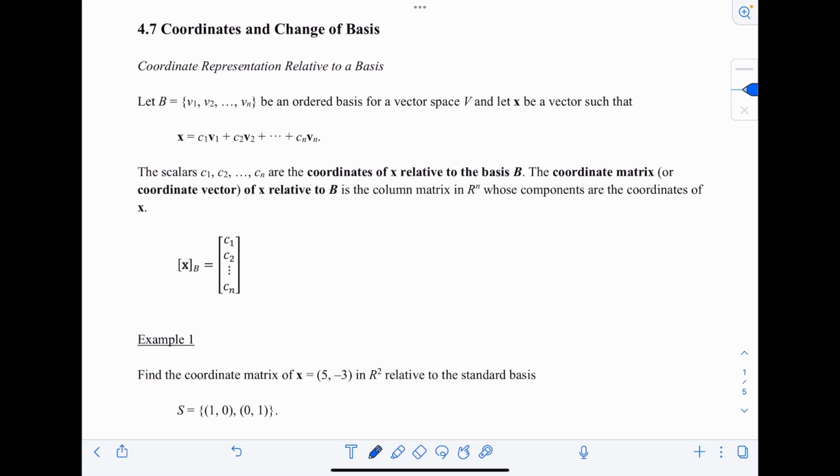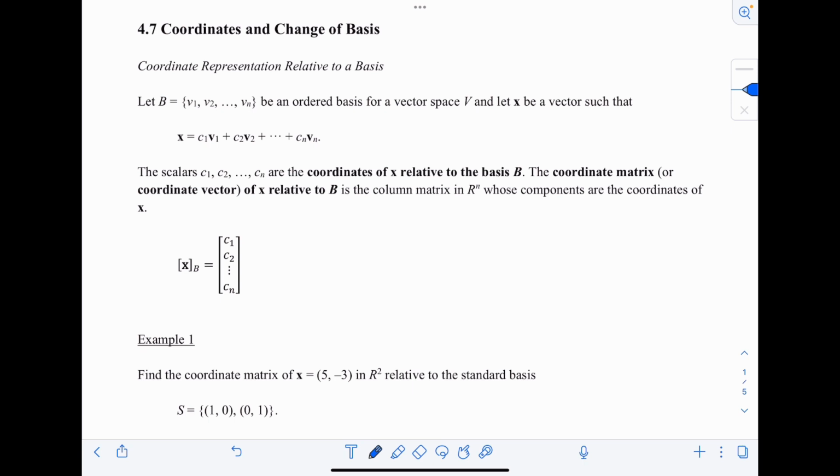So we've got coordinates relative to a basis. It says let B be the set V1 to Vn, an ordered basis for a vector space V, and let X be a vector such that X is basically a linear combination of those vectors in B. The scalars C1 to Cn are the coordinates of X relative to the basis B. And the coordinate matrix or coordinate vector of X relative to B is the column matrix in Rn whose components are the coordinates of X. All right, what did we just read? What in the world is this? Okay, let's break this down.